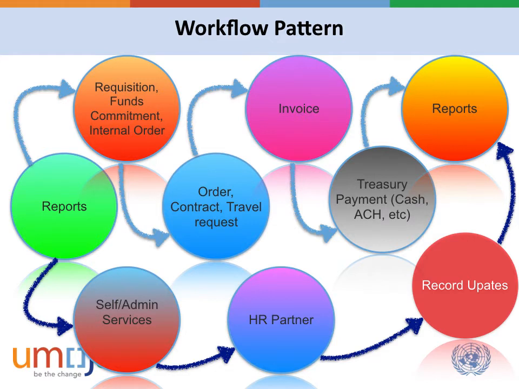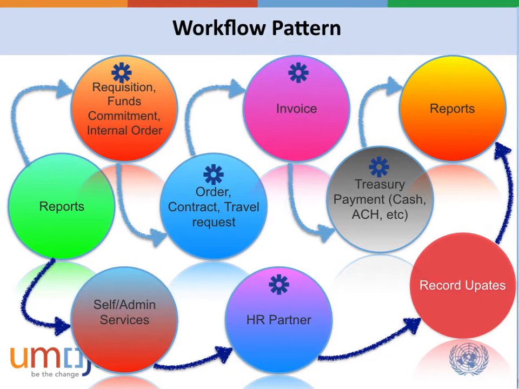On the same token, on the HR side, you have self and administrative services, which are routed to the HR partners for approval, and then the record updates in the system. And if you see these processes and all the middle bubbles, we have what is called the workflow. The workflow is a mechanism through which the request or the transaction created is routed to the person or the set of people who can make meaningful decisions in certifying and approving and pushing the document to the next step.